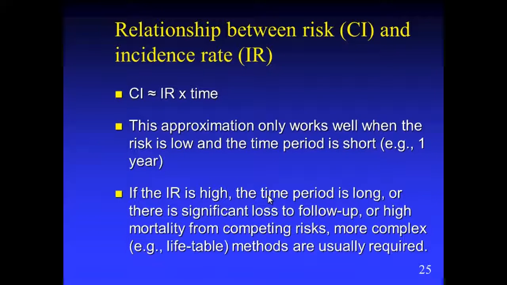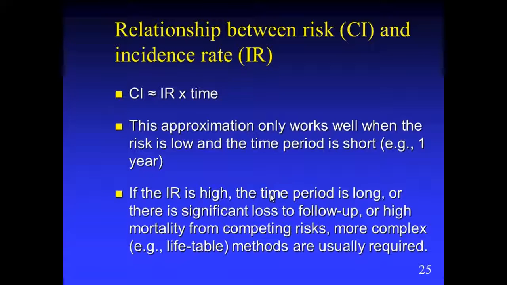There is a certain relationship between cumulative incidence and incidence rate, but this only really works under special circumstances, and the two main criteria are that the incidence rate really needs to be low and the time period short, in which case cumulative incidence is approximately equal to the incidence rate times time. If the incidence rate is high, or particularly if the time period is long, you're going to need to use more complicated methods, life table methods.